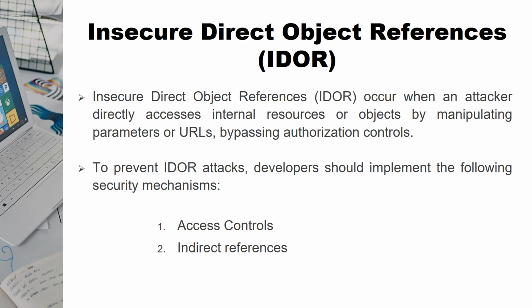Then there is insecure direct object reference. This one lets attackers access data by changing a URL or a parameter. These are cases when an attacker directly accesses internal resources or objects by manipulating parameters or URLs, bypassing authorization controls. To prevent insecure direct object references, always check that users are authorized before showing data. There are access controls, and also use indirect references instead of exposing internal IDs.